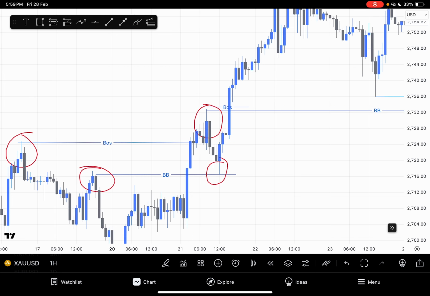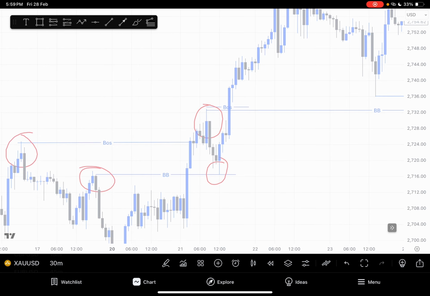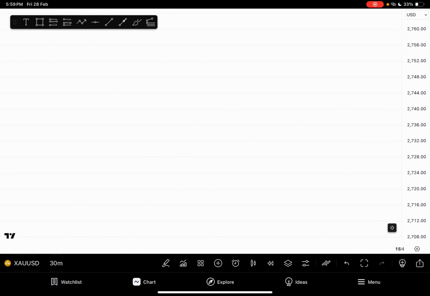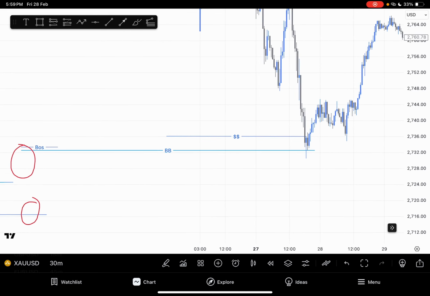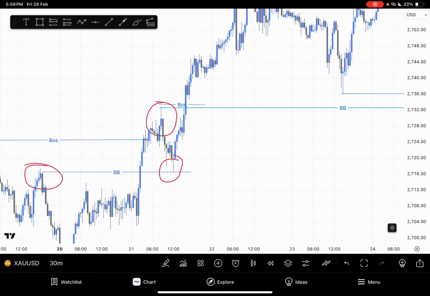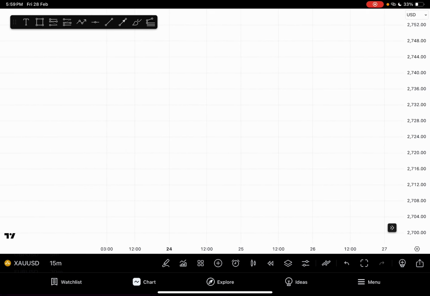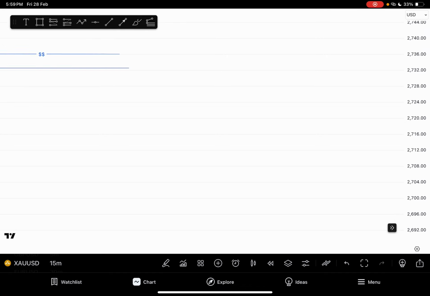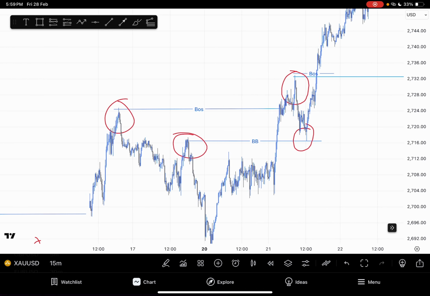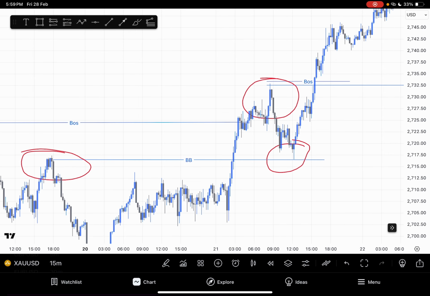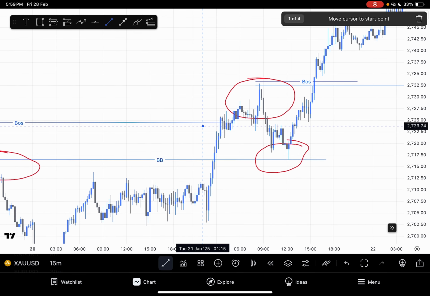And what makes the breaker block valid? Let's go down to a lower time frame so you can see the liquidity grab I'm talking about. Let's go down to a lower time frame. Okay, let me still go down to 15 minutes. So you must always use multiple time frames.